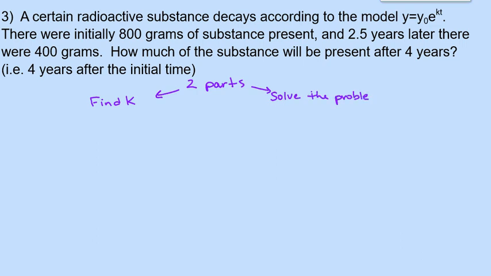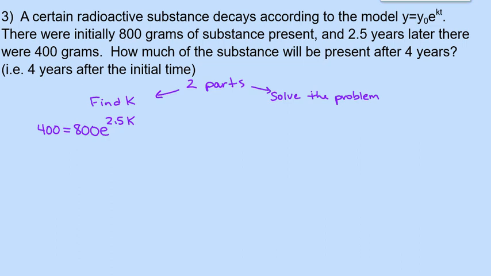So to find K, just like we did in problem number 2, we're going to plug in the numbers that we know. We know it started with 800 grams of substance, and then later there were 400 grams, so 400 is the final amount. 800 is the initial amount, and we know that took 2.5 years, so time, T, is 2.5, and we don't know K.